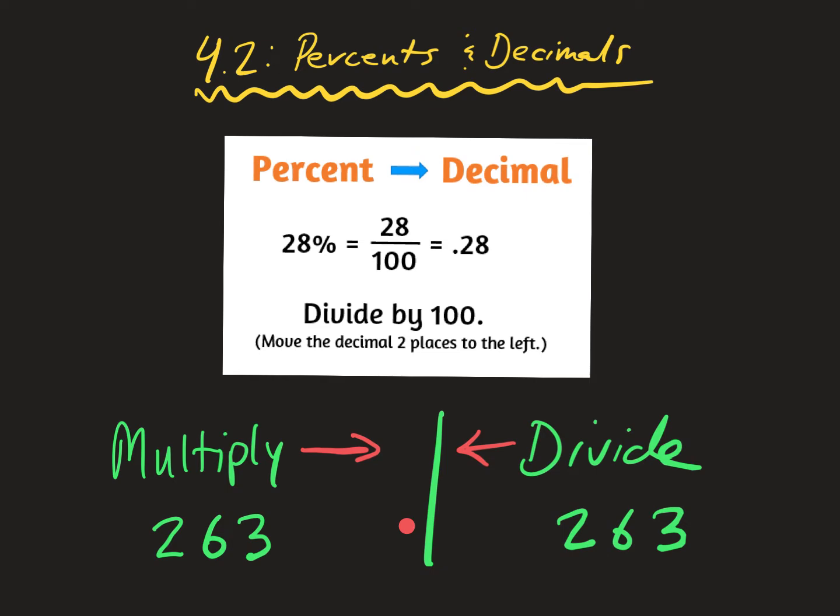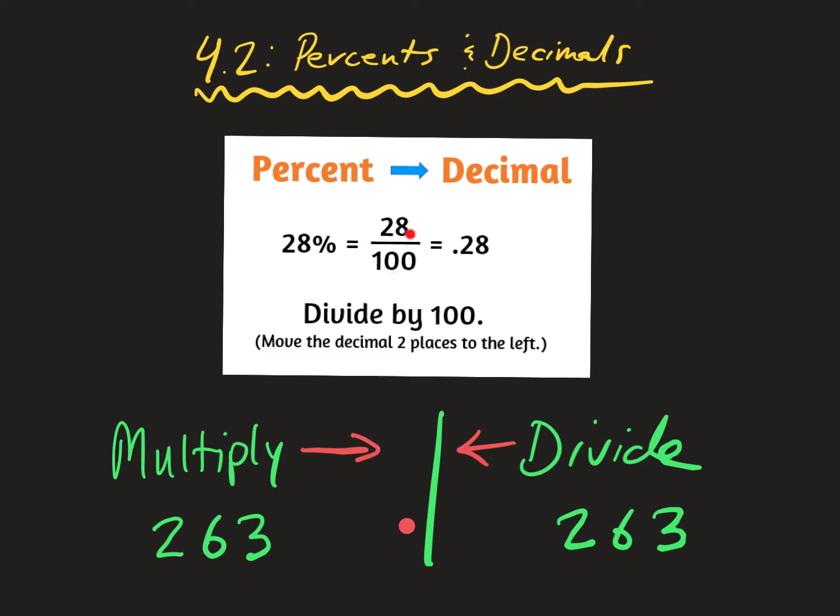Lesson 4.2 will be percents and decimals. When we're working with percentages, we can easily jump back and forth between a percentage, a fraction, and a decimal. It's all interchangeable. One of the most important numbers in doing this is going to be 100. We learned previously that whenever we see a percentage, that just means that number is out of 100.